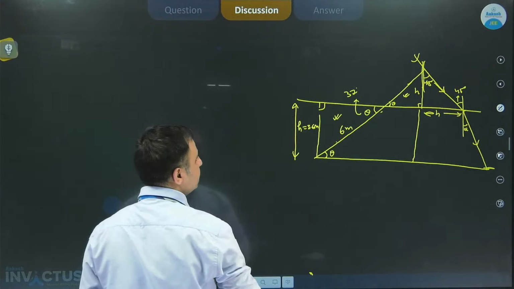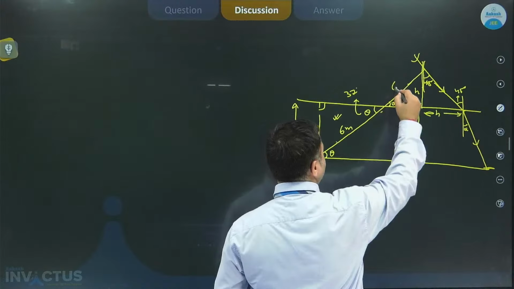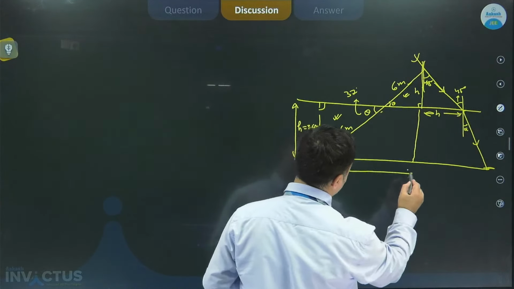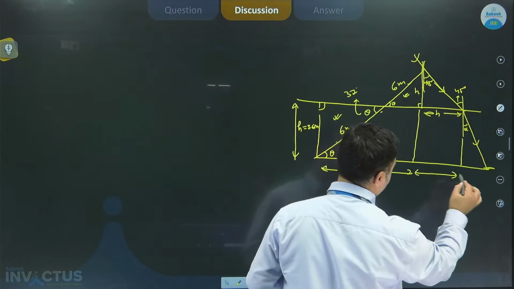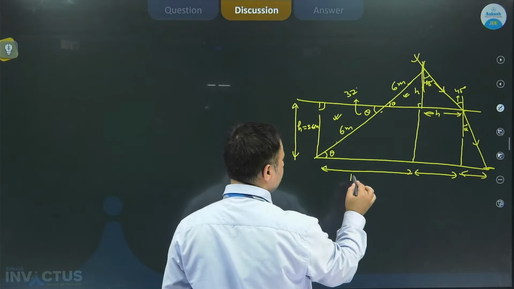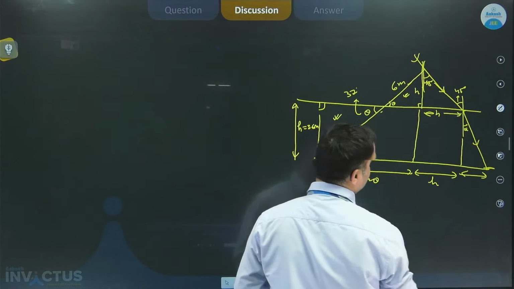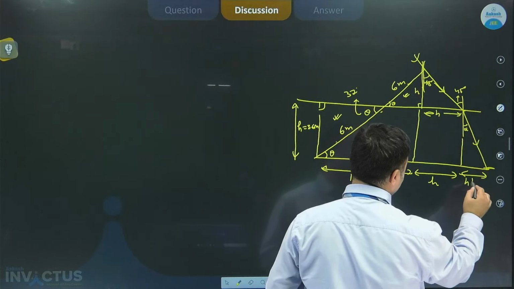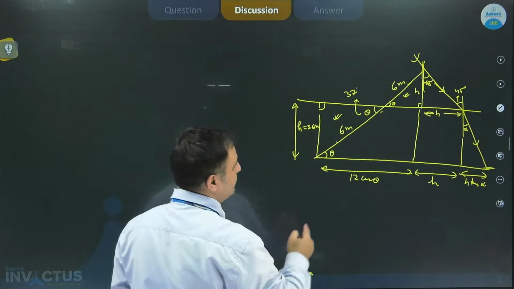For shadow length, the total length of the rod is 12 meter. So this is 6 meter and this is another 6 meter. So shadow length is this length plus this length plus this part. This length is 12 cos theta. This length is h, and if this angle is alpha, this length is h tan alpha. Now we have to calculate alpha first.